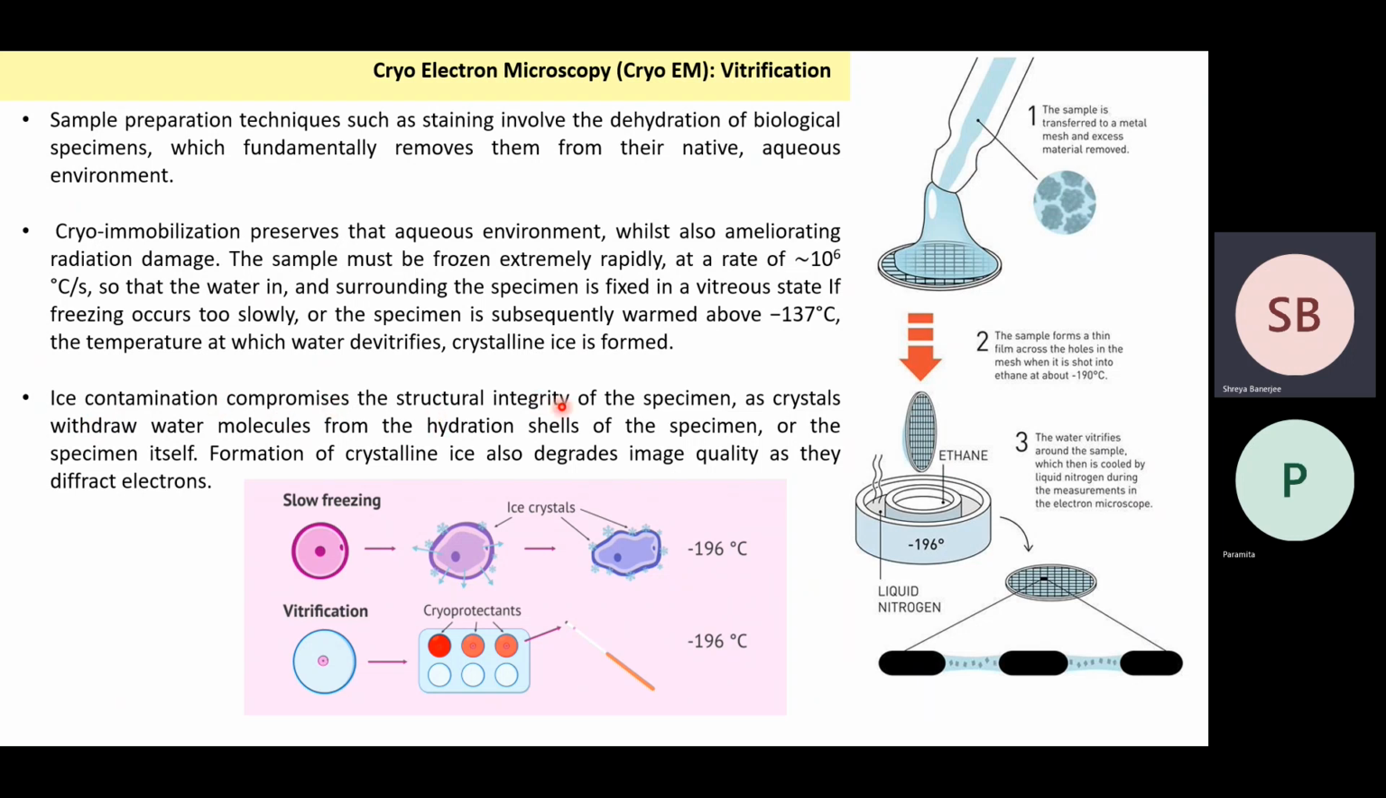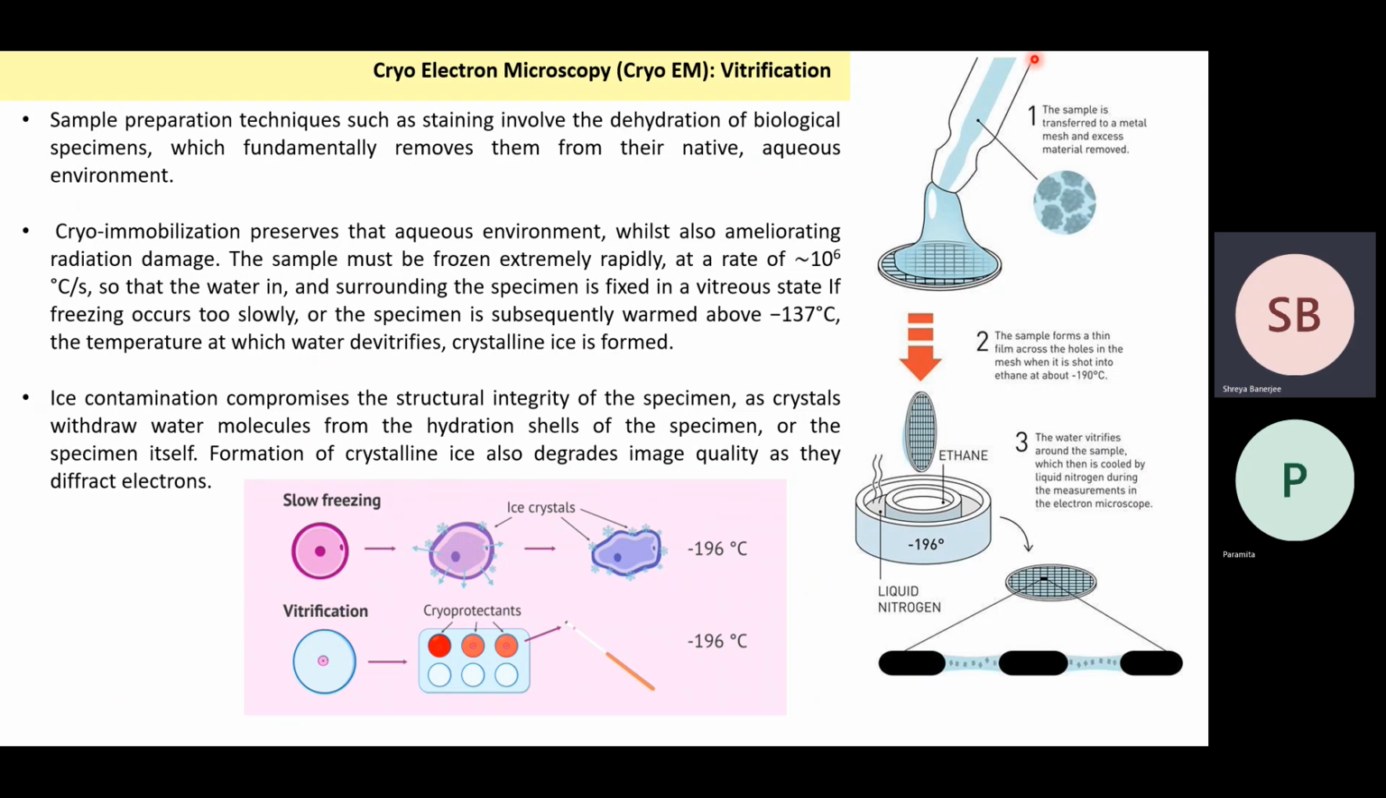Ice contamination compromises the structural integrity of the specimen as crystals withdraw water molecules from the hydration shells of the specimen or the specimen itself. Formation of crystalline ice also degrades image quality as the crystals diffract electrons. So if ice crystals form, not only does the shape of the cell completely change, but the electrons which are striking the cell also get diffracted by the ice crystal, and so a very poor quality image is obtained.